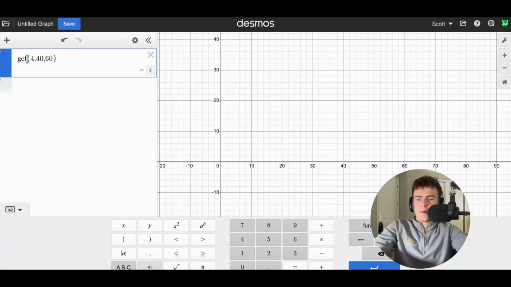Next one is LCM, which is least common multiple. This is not really that applicable, but you could technically use it on some factoring questions. I've never personally used it on the SAT, but just to keep it in mind.